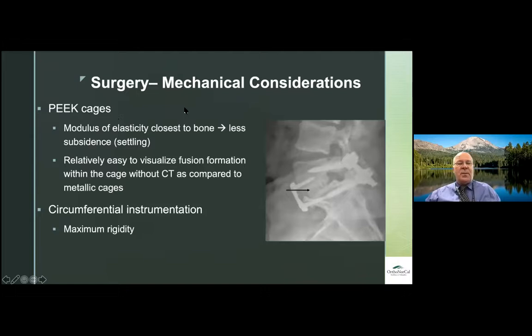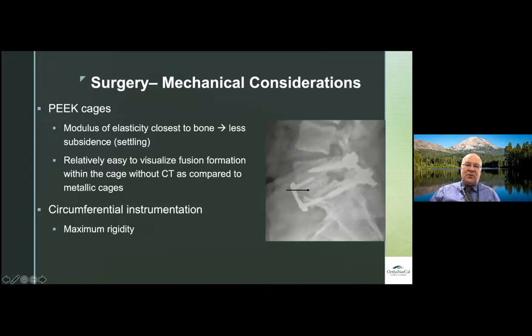Any of you on the talk that are engineers, the modulus of elasticity is really a measure of stiffness. And if the stiffness and the hardness of the device is close to bone, there's less chance of it settling into bone or causing issues because it's stiffer. You want to relatively easily see the fusion. As you can see over here, there's bone graft growing through the cage, and I know it's fused.